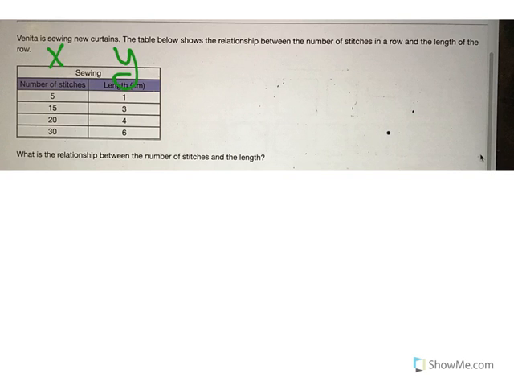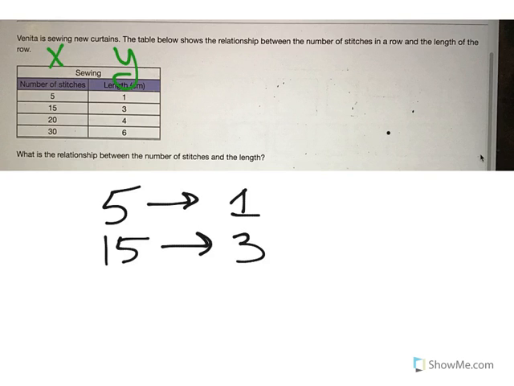It's a rate, and it's going to be constant, and I can represent this 2 different ways. Now, one way I can do it is, how do I go from 5 to 1, or 15 to 3? Now, a lot of you have great number sense, and I'm sure you realize that I can divide by 5. 5 divided by 5 is 1, 15 divided by 5 is 3, 20 divided by 5 is 4, and 30 divided by 5 is 6. There's also another way we could look at this problem.